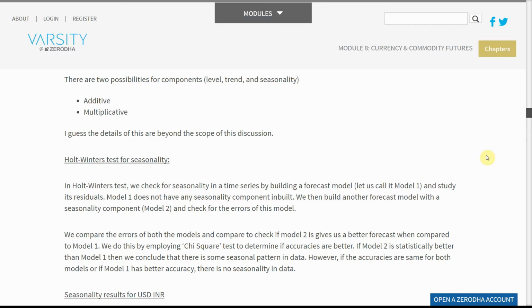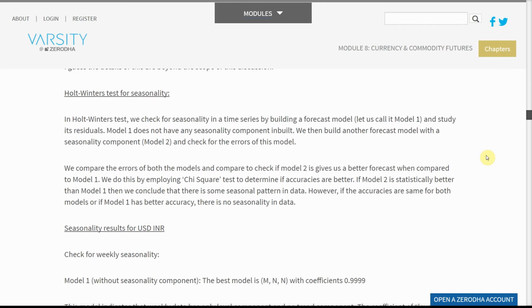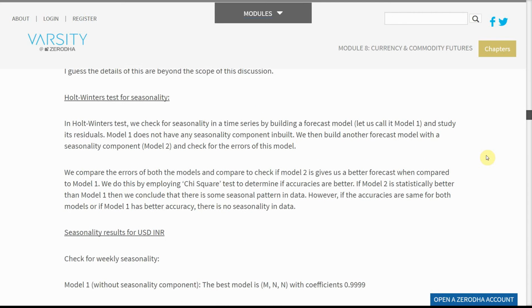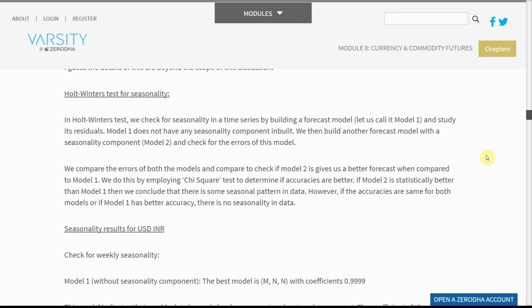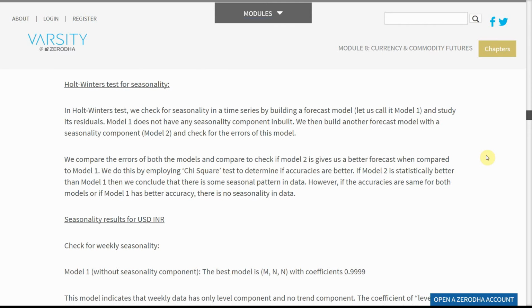Holt-Winters test for seasonality. In Holt-Winters test, we check for seasonality in a time series by building a forecast model, let us call it Model 1, and study its residuals. Model 1 does not have any seasonality component inbuilt. We then build another forecast model with a seasonality component, Model 2, and check for the errors of this model. We compare the errors of both the models to check if Model 2 gives us a better forecast when compared to Model 1.